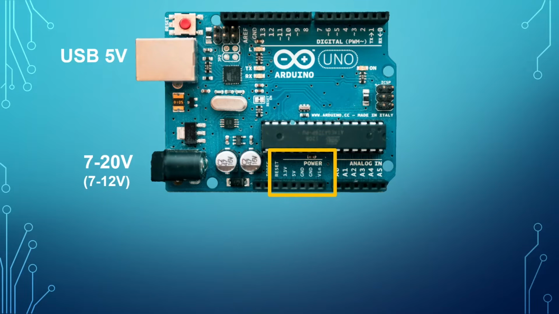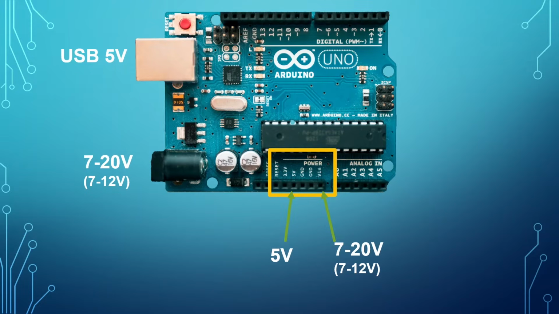The second method is to provide between 7 and 20 volts to the jack connection of the Arduino, though most people recommend not going over 12 volts due to heat generated by the voltage regulator on the board. You can either use a battery or a wall outlet with a 2.1 millimeter barrel plug. You can also wire the same voltage using the V-in pin and one of the ground pins.